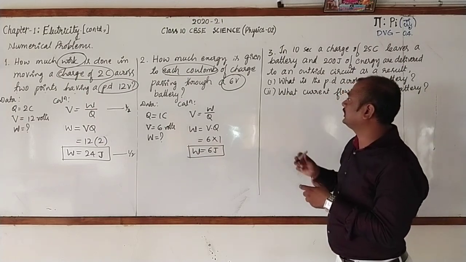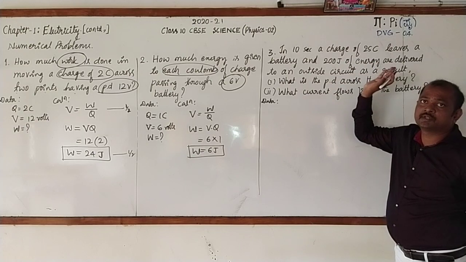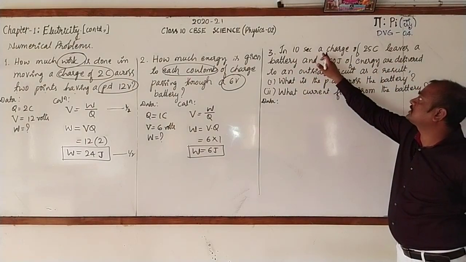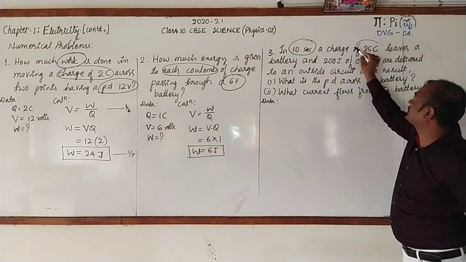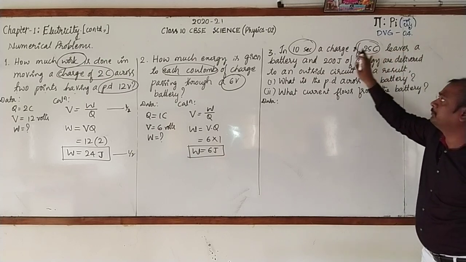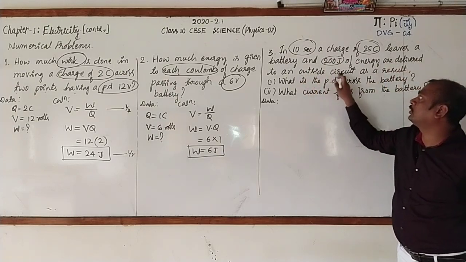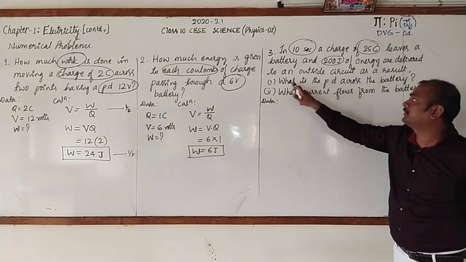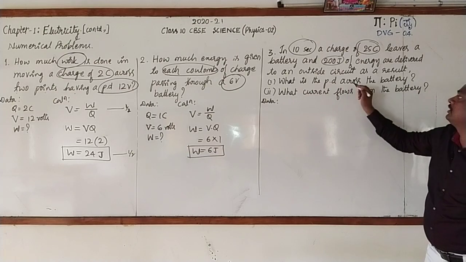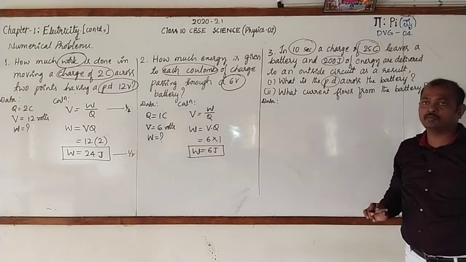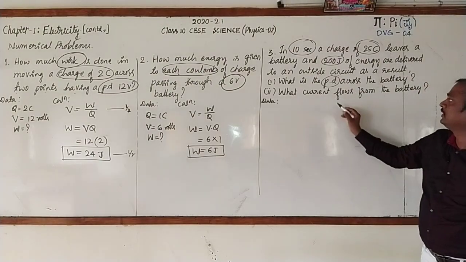This is also very important from the examination point of view. Here also first I write the data. Go through the given statement. In 10 seconds, a charge of 25 coulomb leaves a battery and 200 joule of energy is delivered to an outside circuit. As a result, with this we have to find out, observe this: what is the potential difference across the battery? That is one thing. Second one is what current flows from the battery.